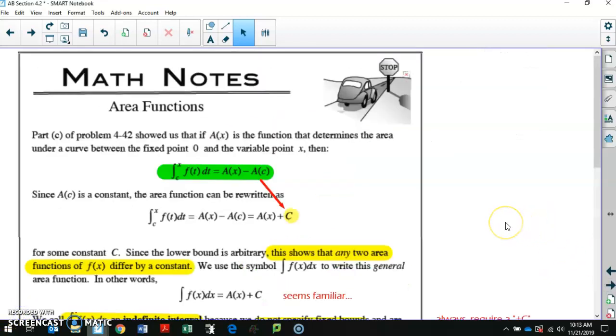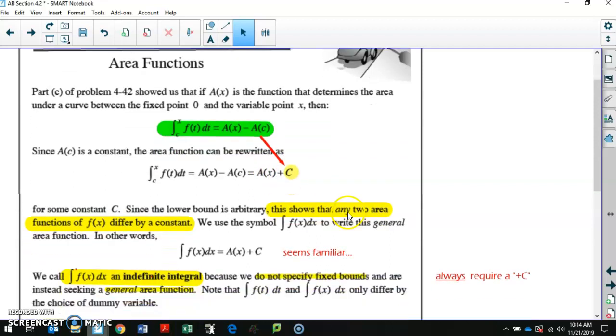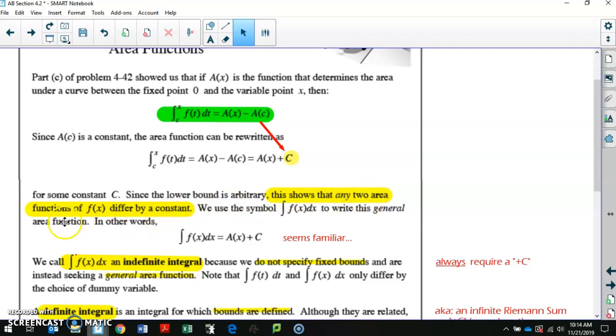Okay, so let's check out this math notes box about area functions. You can see here at the top something that we've seen before. The area from c to x under a function, we're going to evaluate the area function at x and the area function at c. But the area from 0 up to c is always going to be some constant, like they explained here. So that means we could rewrite that as just A of x plus c. So any two area functions differ by a constant. That seems familiar. I feel like we've seen other things that differ only by a constant.